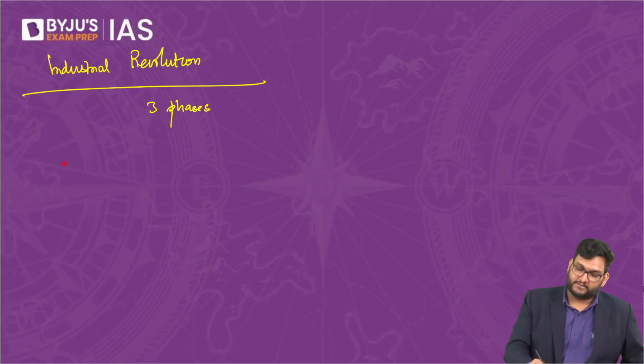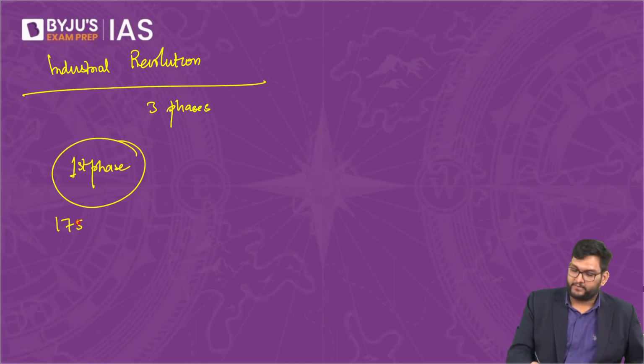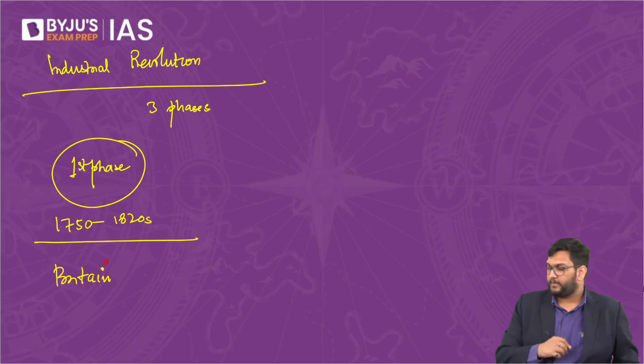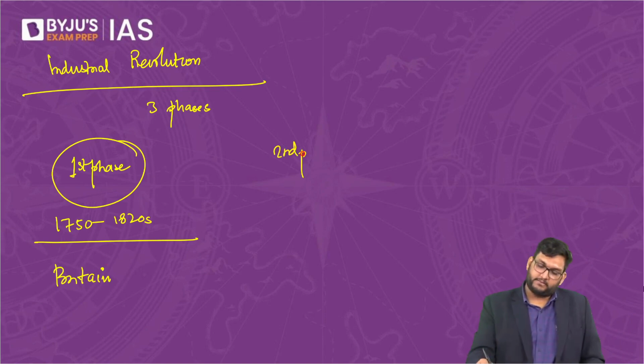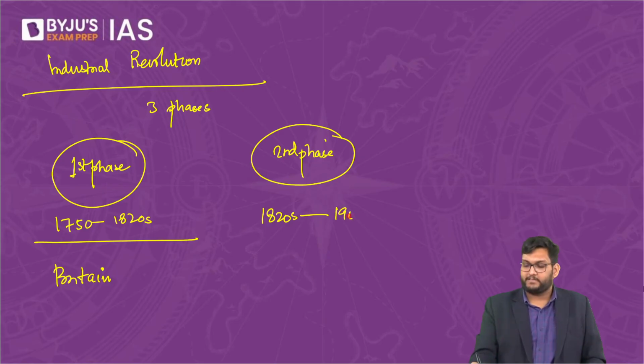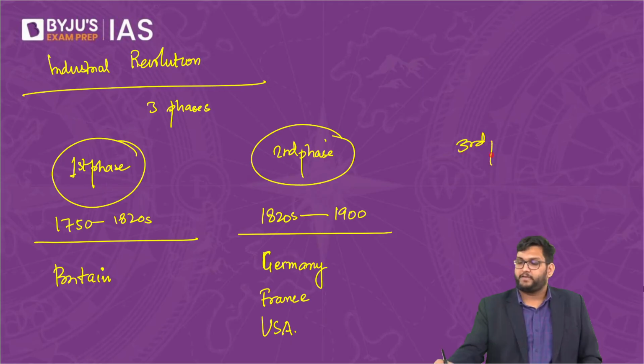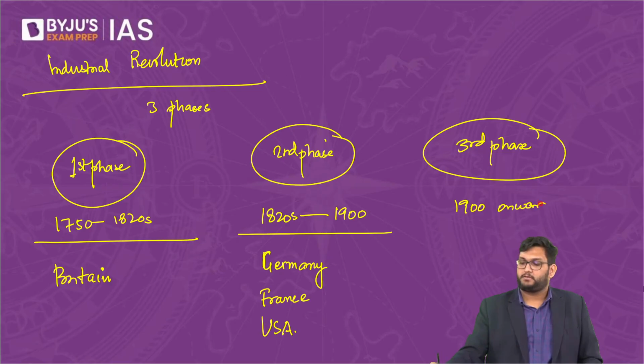Okay, 3 phases. First phase, 1750 to 1820s. It is in Britain. Second phase, 1820s to 1900. Here you have Germany, France, USA, and third phase is 1900 onwards, which is basically Japan.